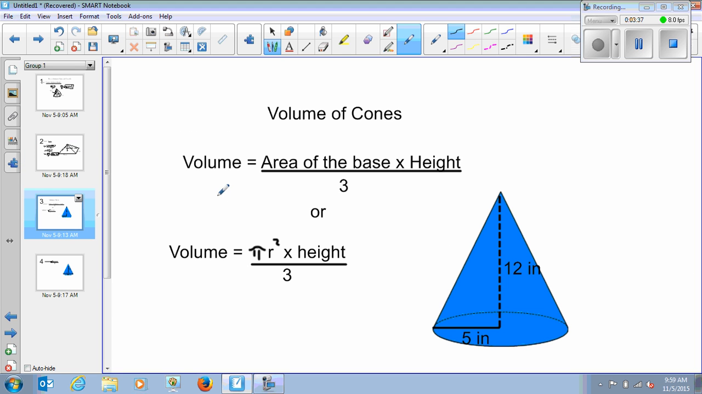Now we get into a little different shape. We're talking about cones now. The formula is the same, the area of the base times the height divided by 3.